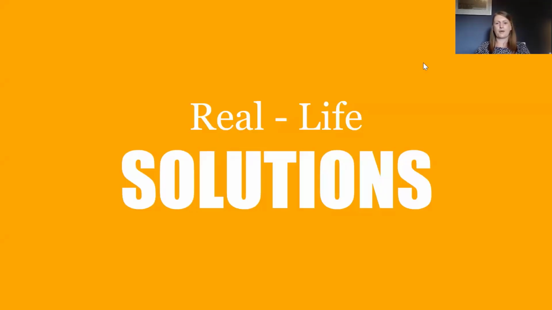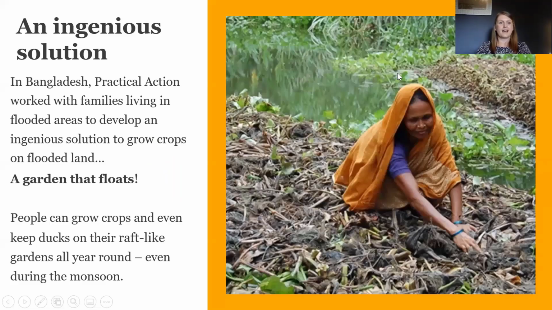In Bangladesh, Practical Action worked with families living in the flooded areas, and they developed an ingenious solution which allowed the families to grow crops on the land. And it is a floating garden. People can grow the crops, they can even keep ducks on their rafts, and it can be used even during the monsoons.